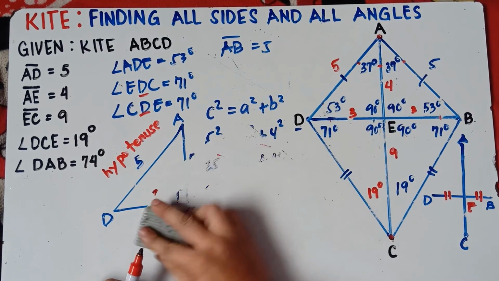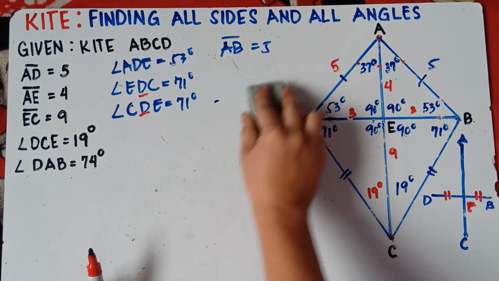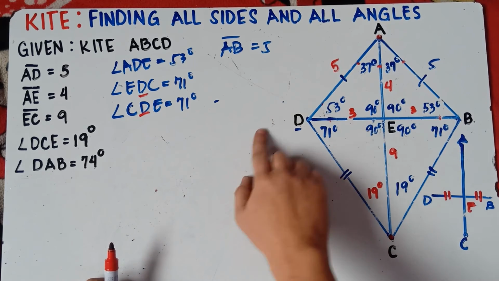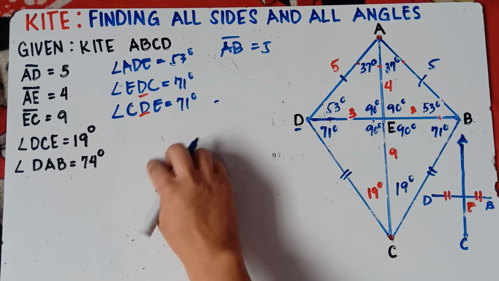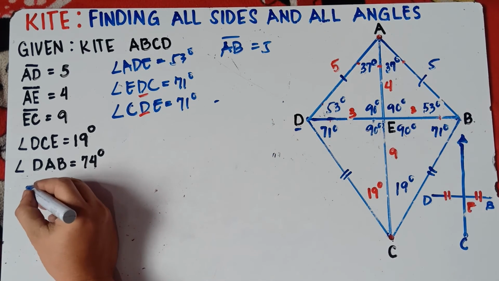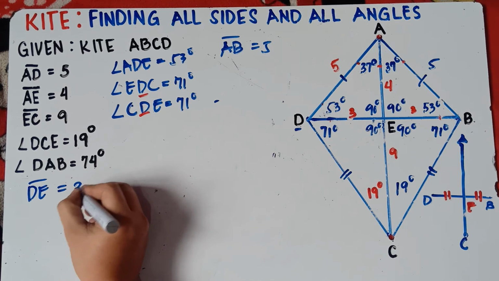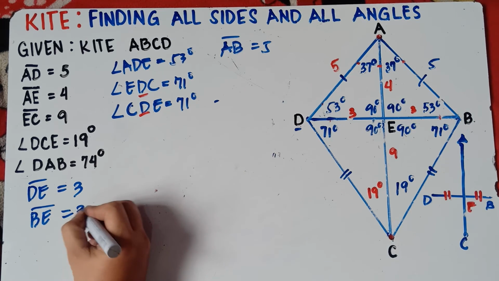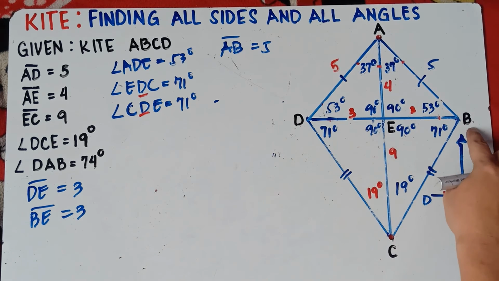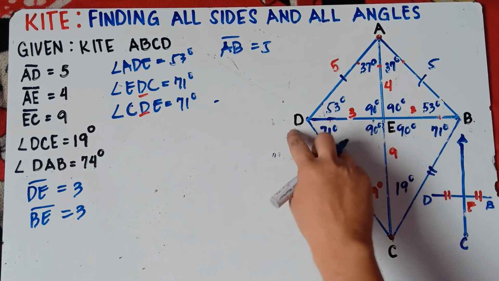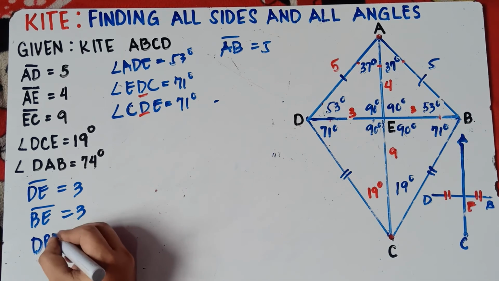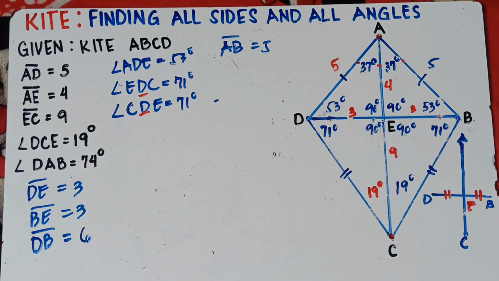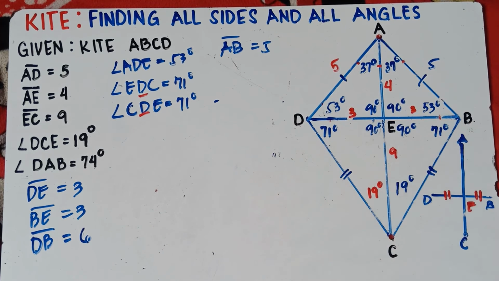Alright, so last one, class. We have DE is 3, BE is 3. So let me just write the values here. Line segment DE is 3. Line segment BE is 3. Therefore, the minor diagonal, the short diagonal, line segment DB is 3 plus 3, that would be 6. So this is 6 for DB.